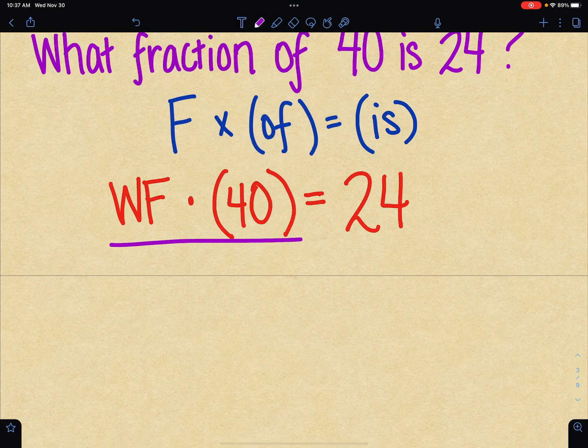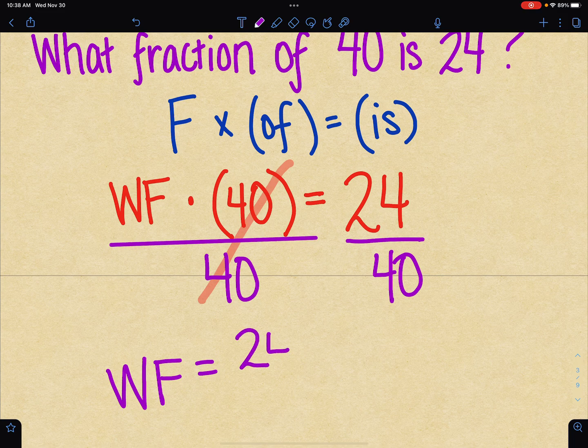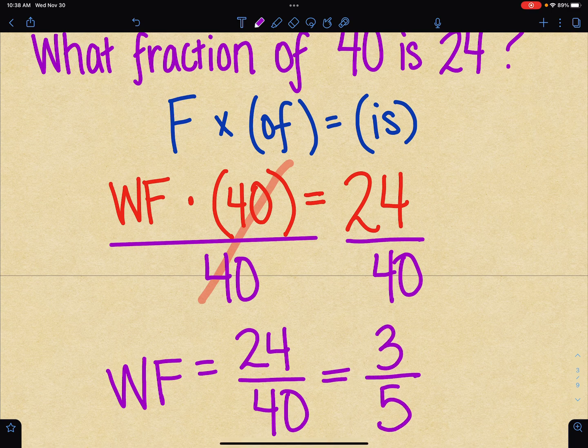So let's just solve for Wf. Okay, so divide both sides by 40. That makes it easy because that cancels out. And then what you're left with is Wf equals 24 over 40. And all you have to do is simplify that fraction, and that turns out to be the same as 3/5.